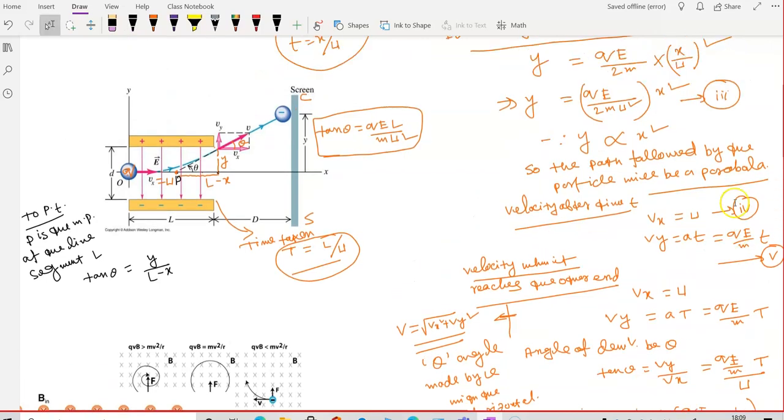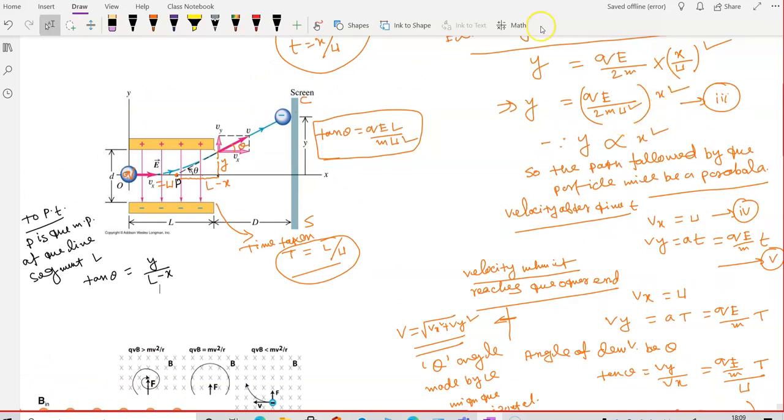But y we have got earlier. Y is there in this expression. I have got another expression for this y: when I put x equal to L, I will get y. At the extreme point, y will be QE by twice m u square into L square, that is QE L square by 2 m u square.